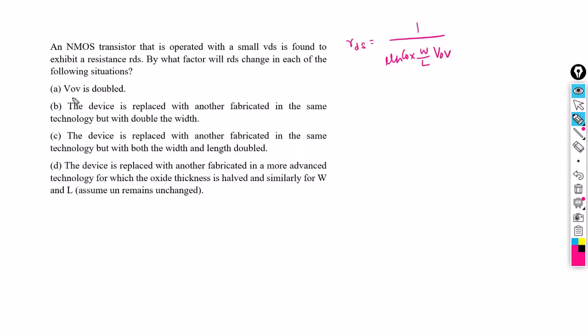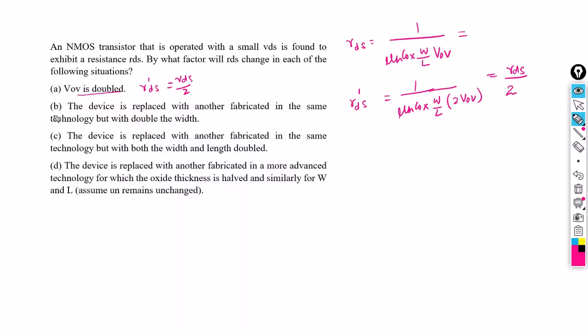So in first part, VOV is doubled. So instead of this VOV, if you put 2 VOV, then your RDS, let's say new resistance is RDS dash, then obviously this RDS dash is your previous resistance or old resistance divided by 2, which means in first part if you double your VOV, then your RDS will be half of previous resistance.